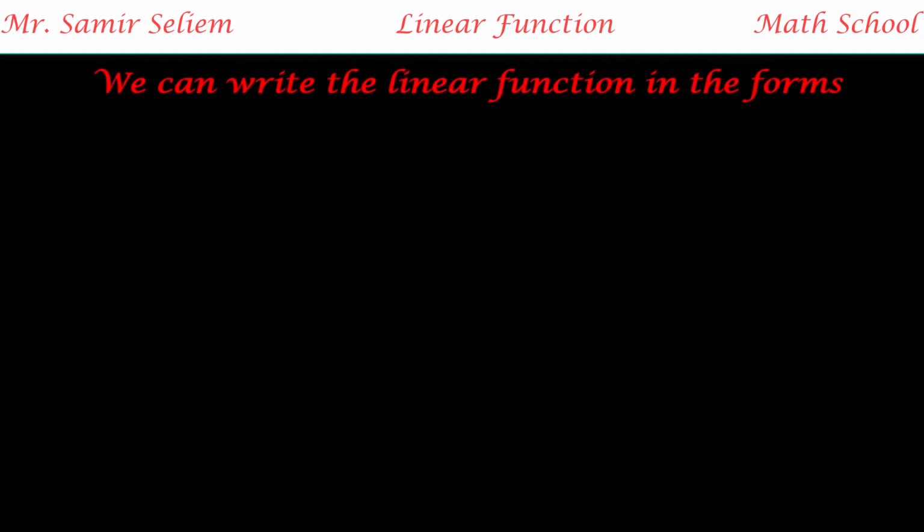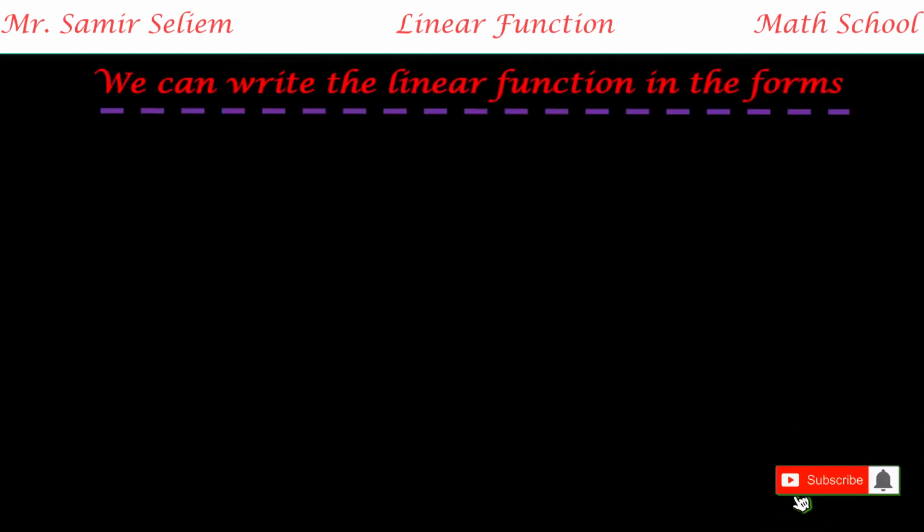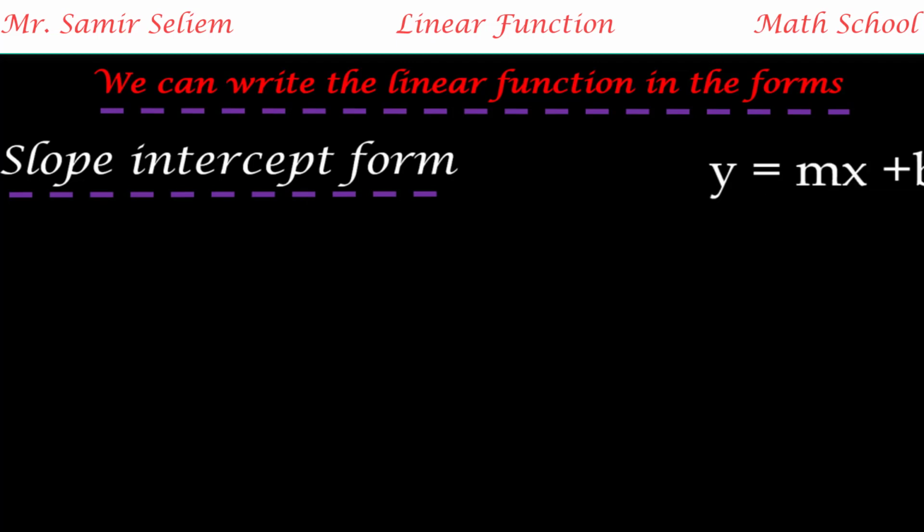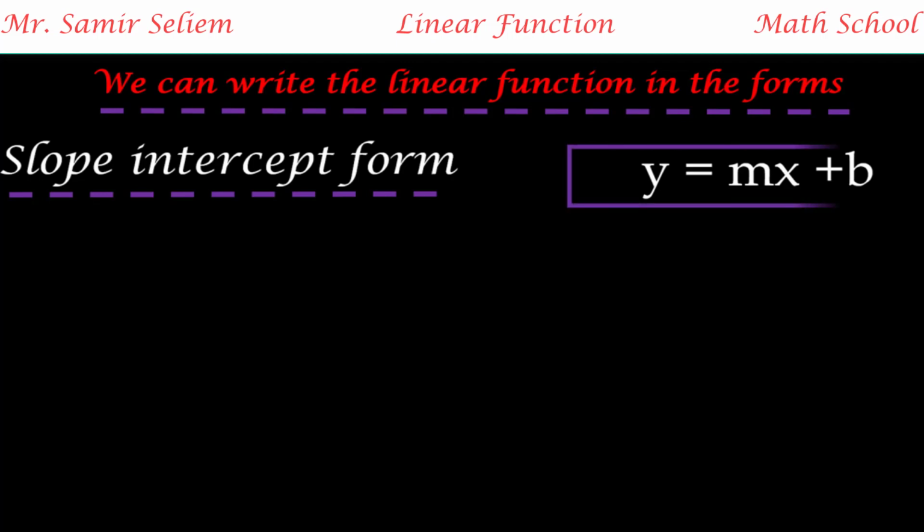We can write a linear function in many forms. Okay, the first form is what? The slope-intercept form, like the last example. So it will be y equals mx plus b. What is m? M, guys, is the slope of the straight line, and b is the y-intercept. We will study this.